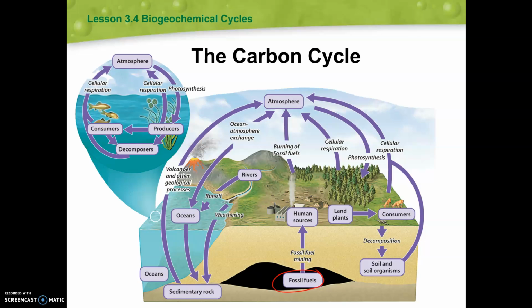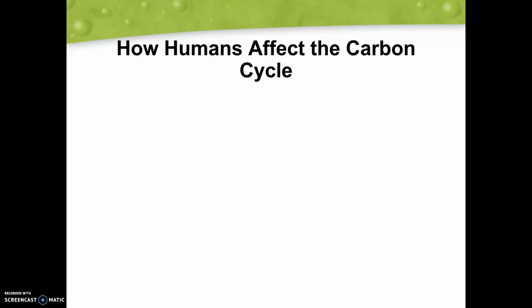There's a lot of arrows here. So it's important to remember that two of our most important things here are going to be photosynthesis and cellular respiration. Also, with fossil fuels and the burning of them, remember that's called combustion. That's another important word here. And then decomposition is going to be a really important word here as well. So all of these things are going to play a really important role in the movement of carbon in our different atmospheres here. So let's talk about how we can affect this cycle.